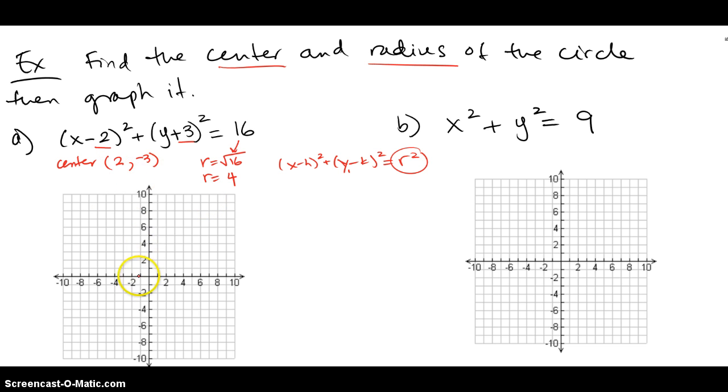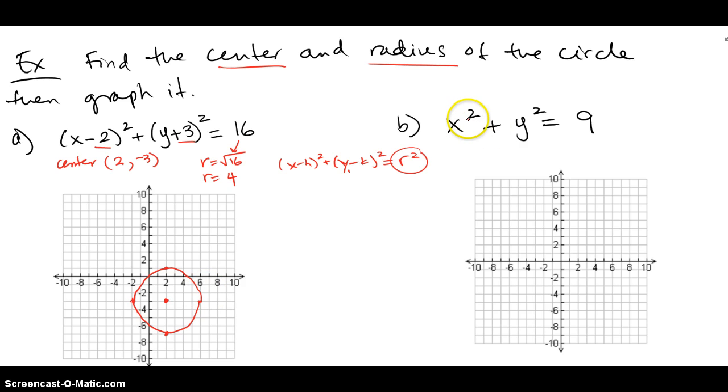So we graph the center, +2, -3, and then we take 4 steps in all directions. 1, 2, 3, 4 up. 1, 2, 3, 4 to the right. 1, 2, 3, 4 to the left. 1, 2, 3, 4 down. And then the other directions too, but if you just do these 4, it's going to be good enough. And connect the dots in a circular manner, and you got your circle.